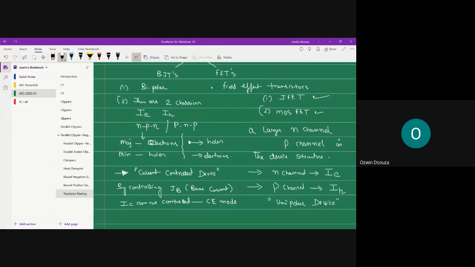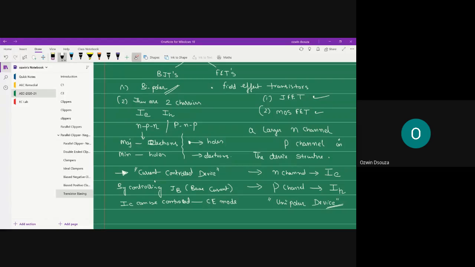Unipolar device. That is, the device conduction is not due to the combination of currents. The device conduction is due to only a single current, either electron current or hole current. So that's the major difference between your BJT and FET. Okay, BJT is bipolar and FET is unipolar. All right, so that is another difference.